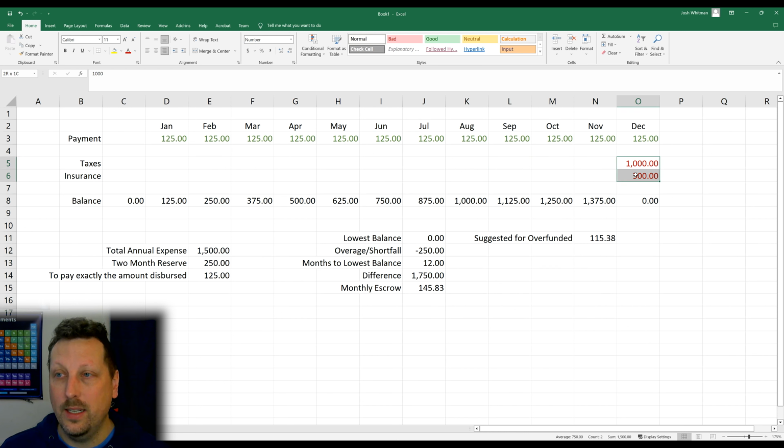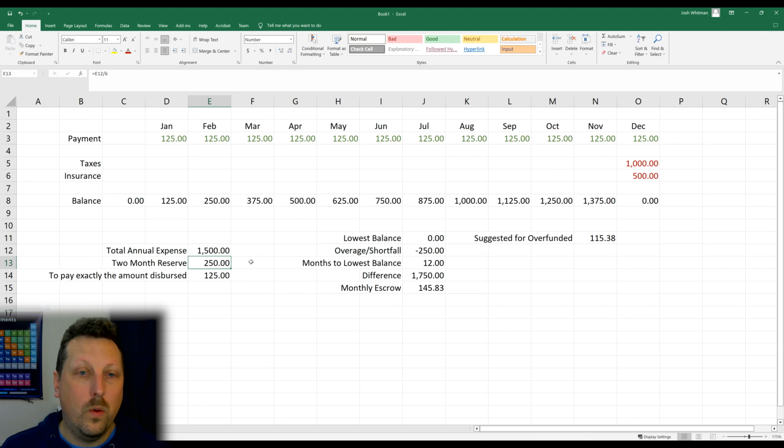So if you take this $1,500 and you divide it by 6, right? If you divide by 12, that's 1 month, and multiply by 2, that's 2 months. So dividing by 6 gives you 2 months. So 1,500 divided by 6 is $250. That's the reserve we're allowed to have based on $1,500 of expected annual expenses.